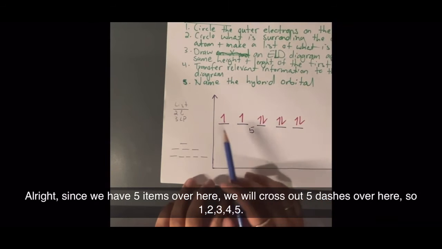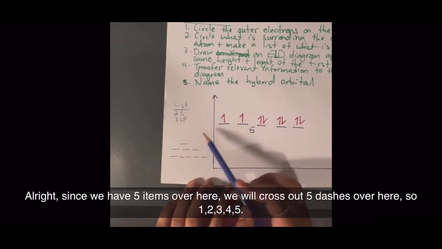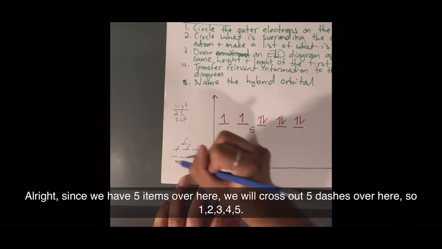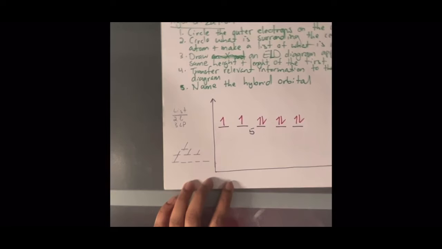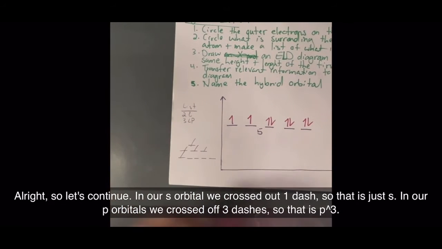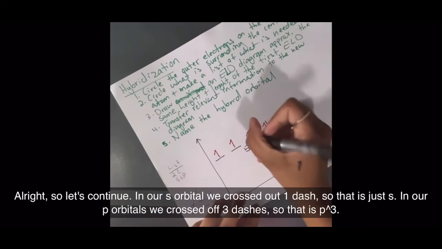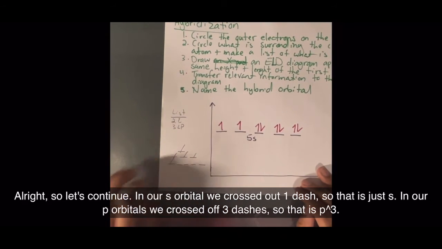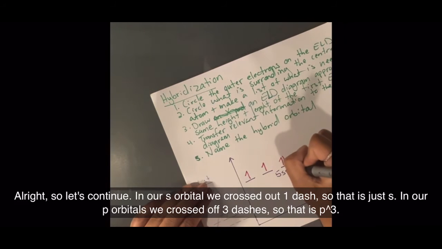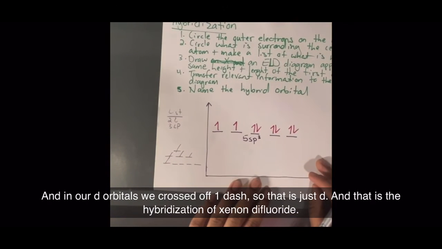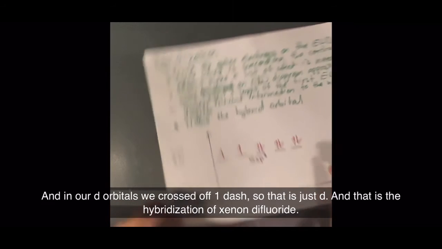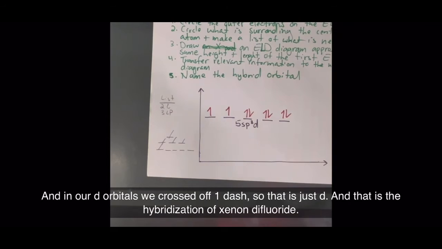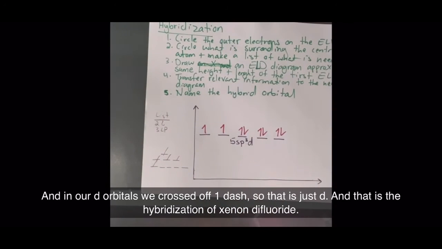Alright, so since we have 5 items over here, we will cross off 5 dashes over here. So 1, 2, 3, 4, 5. Alright, so let's continue. In our s orbital, we cross off 1 dash, so that is just s. In our p orbital, we crossed off 3 dashes, so that is p3. And in our d orbital, we crossed off 1 dash, so that is just d. And that is the hybridization of xenon difluoride.